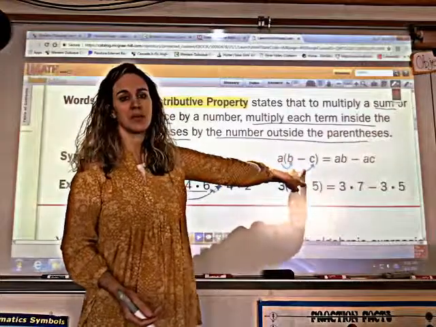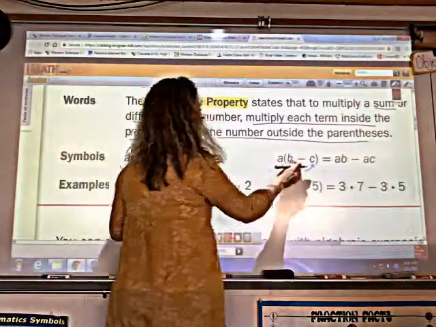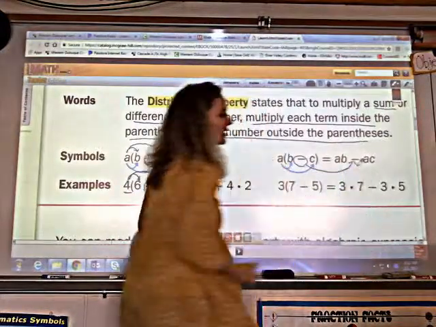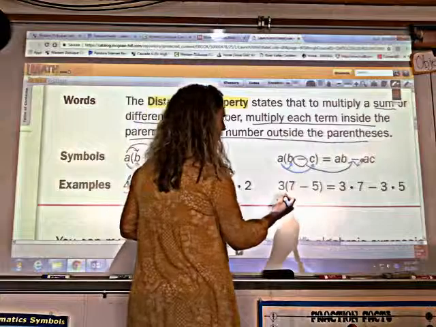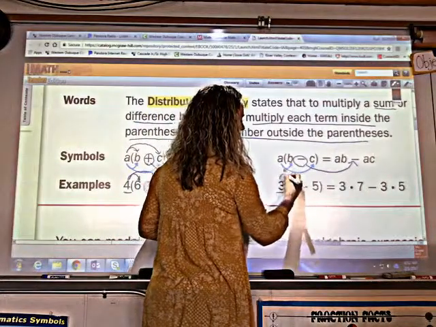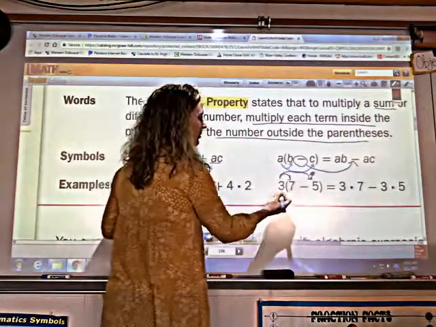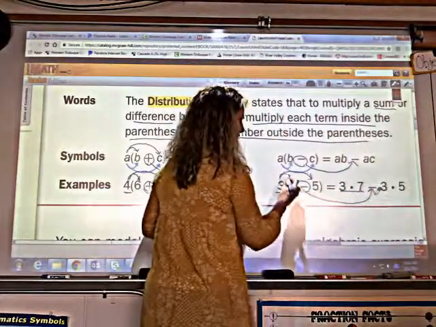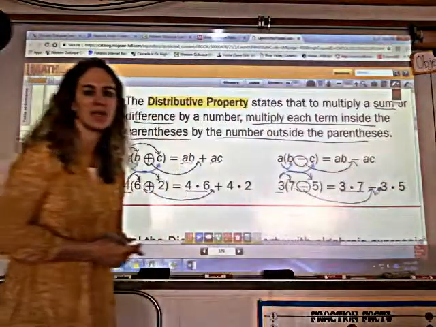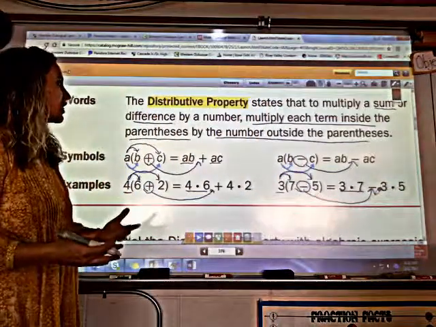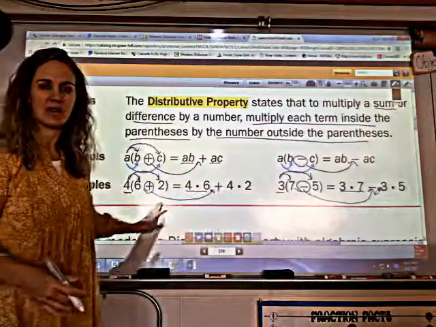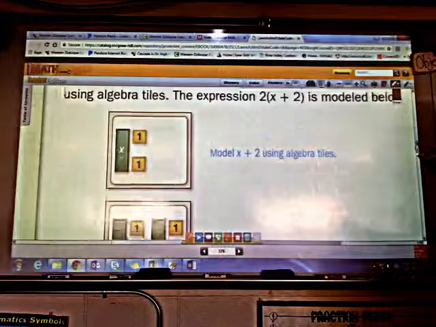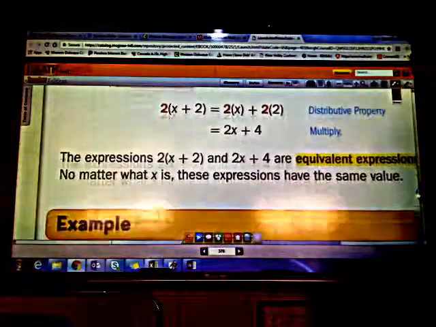These 2 over here are examples with subtraction. Again, it's pretty much the same as the top, the only difference is they're subtracting, so they've written a subtraction sign. Same thing here, I have 3 that needs to be distributed into each term on the inside. So 3 times 7 minus 3 times 5. So we're using our distributive property to rewrite expressions. This will eventually lead us into situations to help us solve.